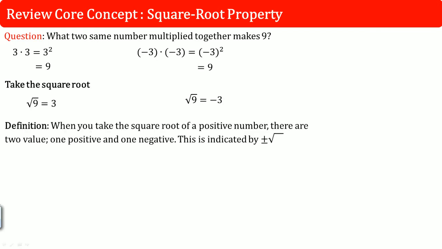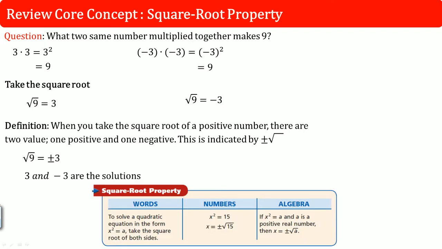This is the definition of the square root property. When you take the square root of a positive number, like 9, there will always be two values, one positive and one negative. That is indicated by the plus minus symbol. So the square root of 9 is equal to plus and minus 3. That makes 3 and negative 3 the solutions. Here is the core concept from the book with a more academic definition.